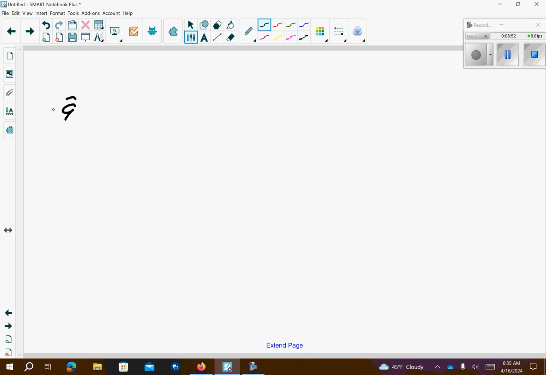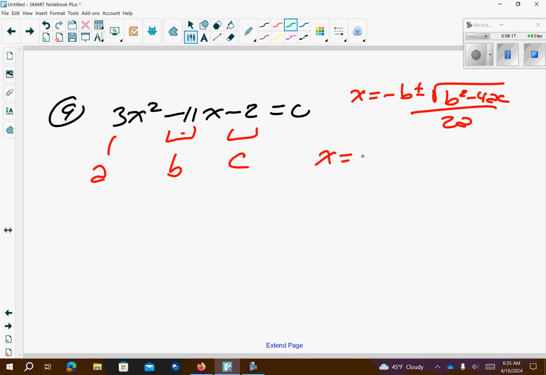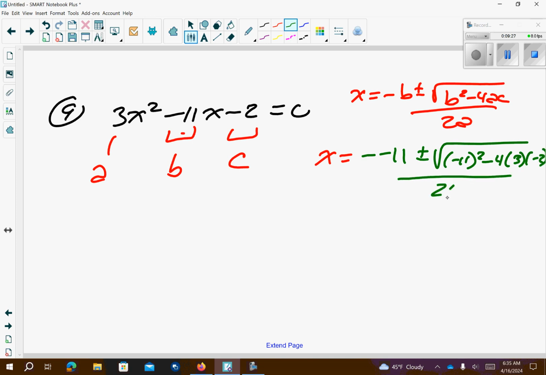Number 9, we get 3x squared minus 11x minus 2 equals 0. My a value is 3, my b value is negative 11, my c value is negative 2. X equals negative b plus or minus the square root, b squared minus 4ac, all divided by 2a. So let's plug it in. I get negative negative 11 plus or minus the square root of negative 11 squared minus 4 times 3 times negative 2, all divided by 2 times 3. Let's do the math.